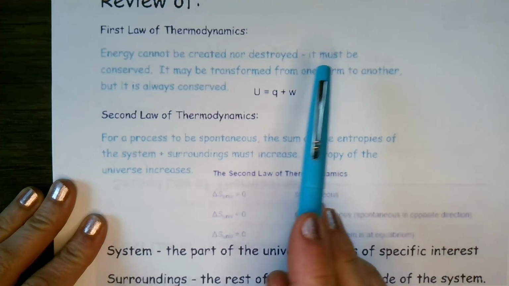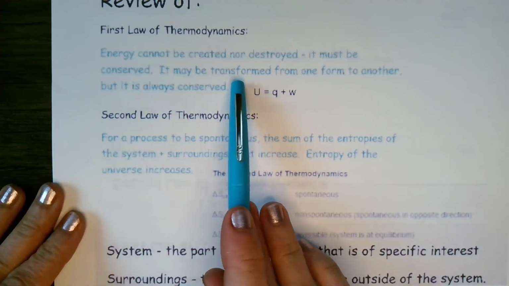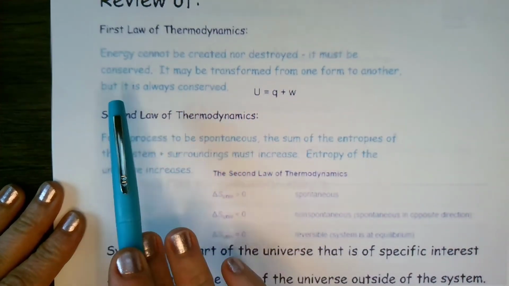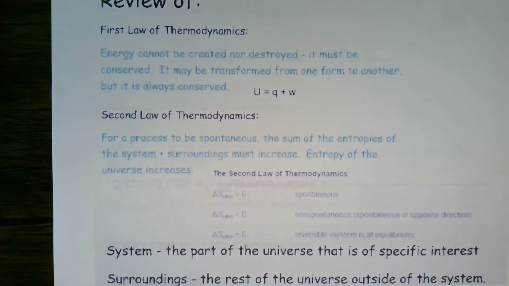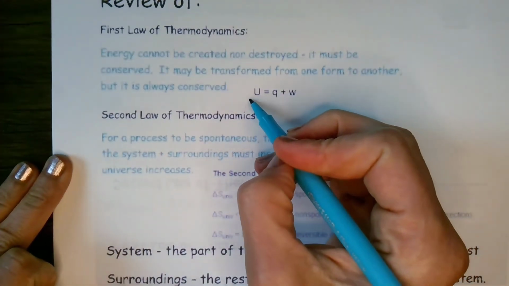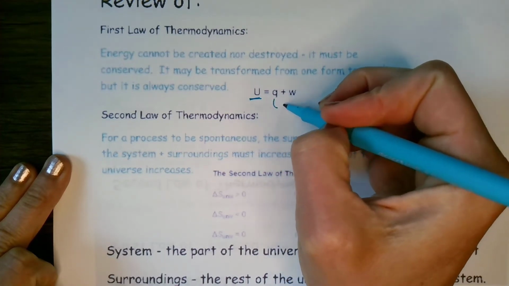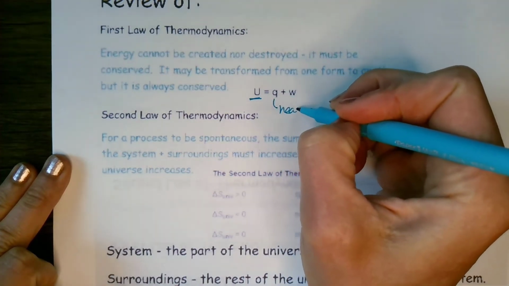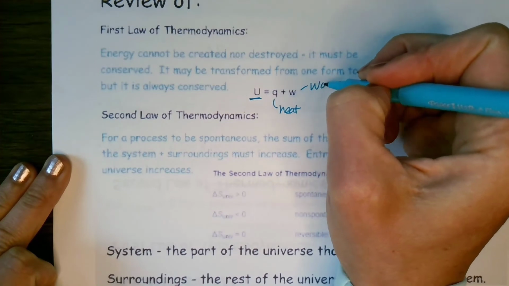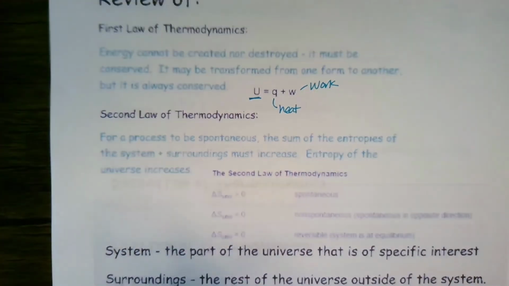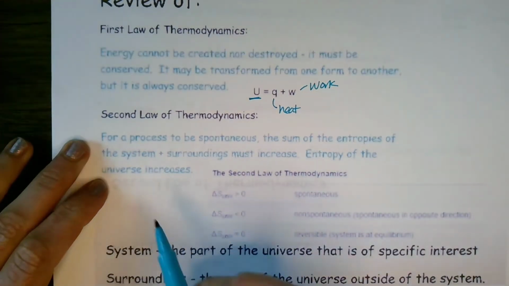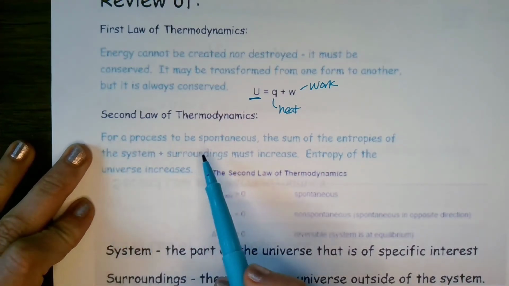I hope you wrote something like this. So our first law of thermodynamics: energy cannot be created or destroyed. It must be conserved. It may be transformed from one form to another, but it is always conserved. And we have the total system of the universe. We know that that is equal to the amount of heat plus the amount of work. And that's a lowercase w.